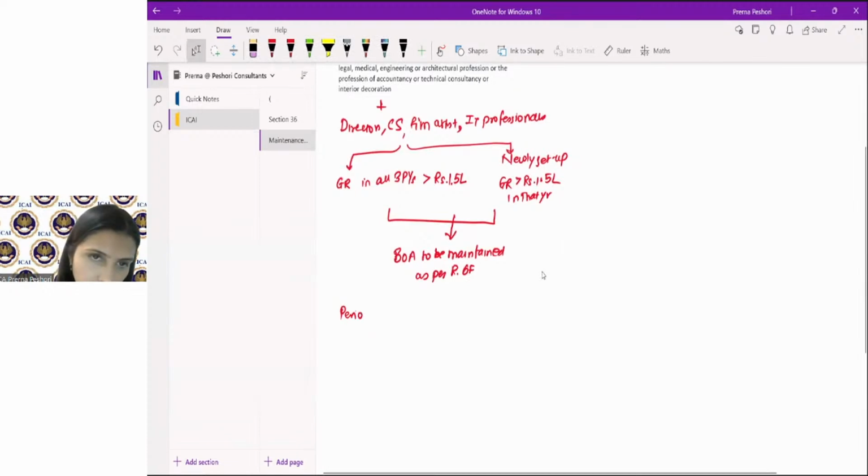And for how many years it has to be maintained? Period 6 years. For 6 years, it can be maintained. But as the reassessment can happen for 8 years, indirectly you're required to maintain for 8 years. Are we clear? So books of accounts for the specified profession. Are we clear? Then next is non-specified business or profession.